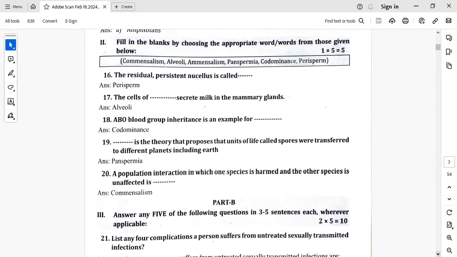Okay, the last question for this video: population interaction in which one species is harmed and the other species is unaffected. So this is amensalism. As I told in the other question, population interactions include commensalism, mutualism, predation, or parasitism. Please go check the NCERT for the examples and definitions given. And just make a note of species A and species B, whether either one is benefited, neither is benefited, or both are benefited.